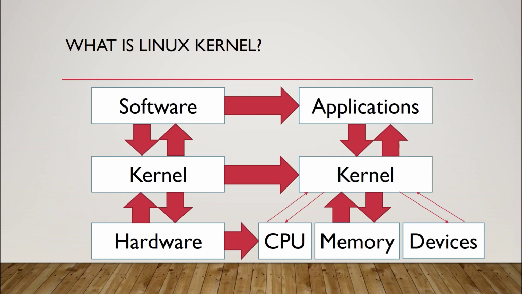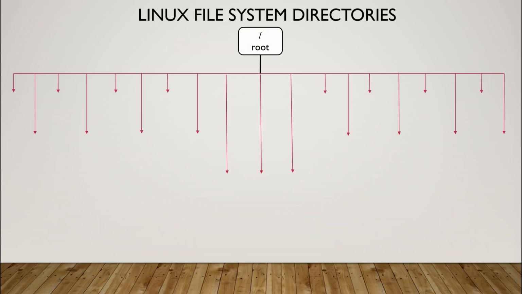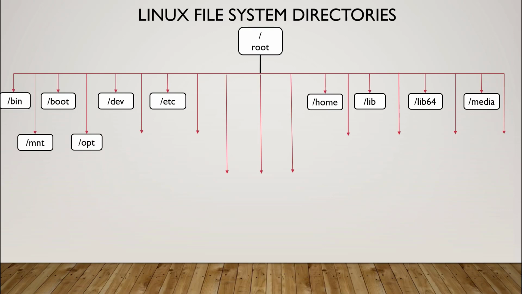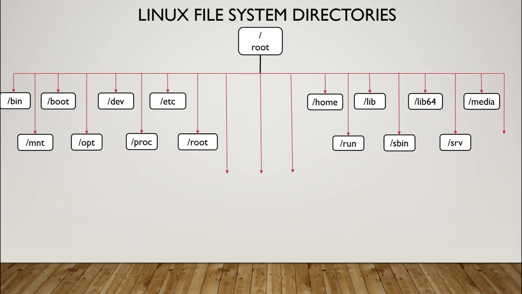So let's see Linux file system directories. On the top, first come the root directory, then binaries, boot, devices, etc meaning configuration files, home, libraries, libraries for 64-bit, media, mount, add-on application software packages, process information, root, run, system binaries, service, system, temporary files, user utilities and applications, and variable files.